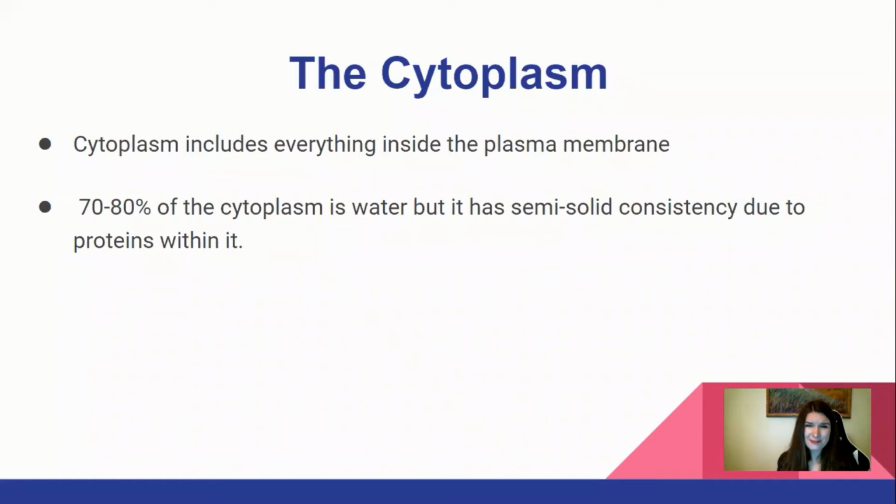So first, I've mentioned the cytoplasm a couple of times as we've been talking about cells, but just to make sure we're all on the same page, the cytoplasm is everything inside the plasma membrane. So we have our cell, our extracellular environment, so the outside, we have our cell membrane. And then inside that membrane, we have cytoplasm, and it's mostly made up of water. Like 70 to 80% of it is water, but it also has a bunch of different proteins floating around. So it's semi-solid if you were to be able to touch it.